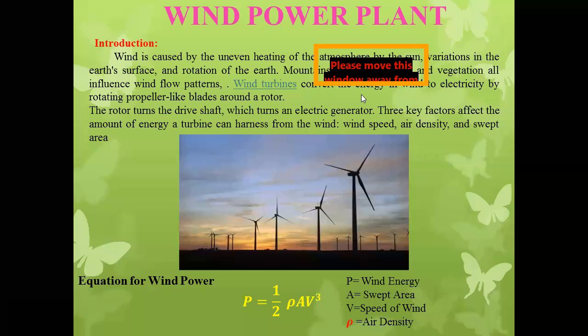Okay, wind turbines. So there are three key factors that affect the amount of energy that can be generated by the turbine, that is what the wind speed, air density, and the swept area. Swept area and air density, these are two new terms.